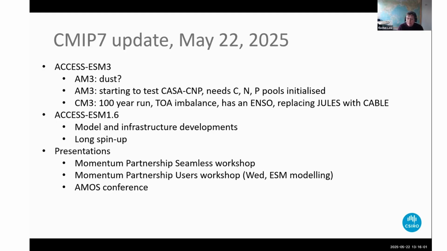And we have started to test turning on the land biogeochemistry, the CSIRO one. Looks like that's running, but it does need its carbon, nitrogen and phosphorus pools initialized to some sensible values. The CM3 has done a 100-year run. There is a top of atmosphere imbalance. I'll show one slide on that, but hopefully we'll have an update talk in a few sessions' time. It has an ENSO from what we can see.